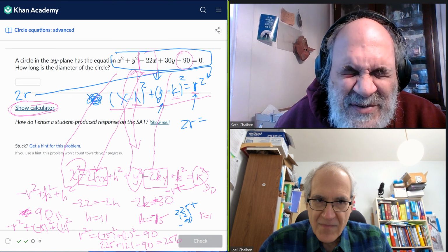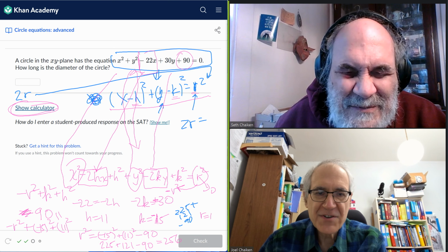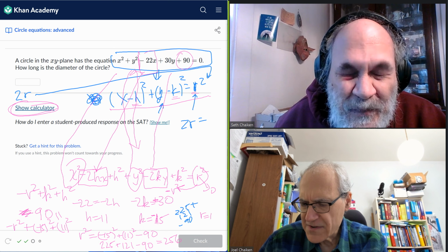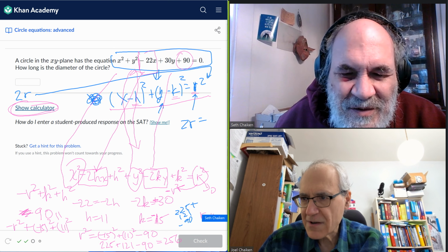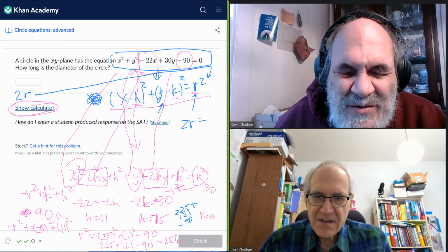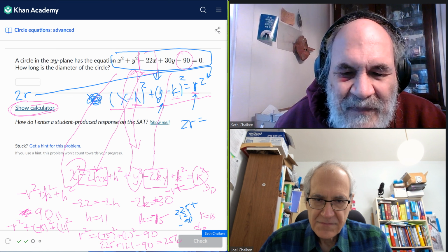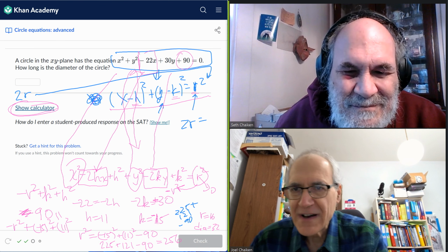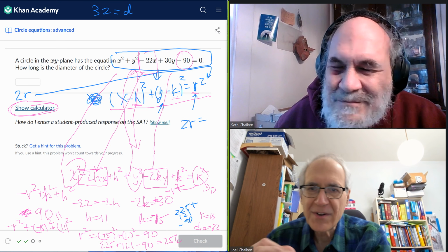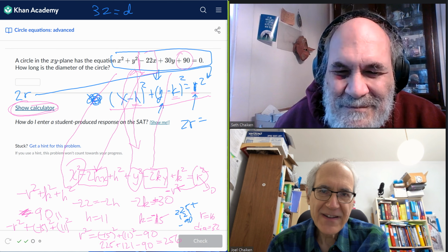16 squared is 256? I think so. Yeah, because 15 squared is 225. So 16 times 16 is 256. So r is 16. And so the diameter equals 32. Right. Diameter is 32. Okay. Very good. Wow, that's nice. That's a really clever way of doing it. I never even thought about doing it that way. That's really smart.